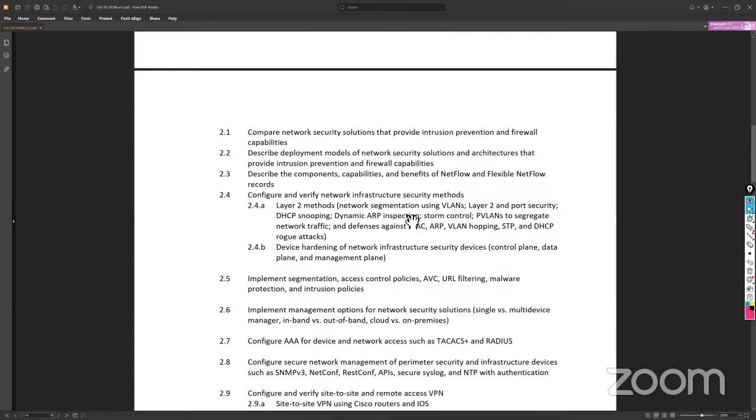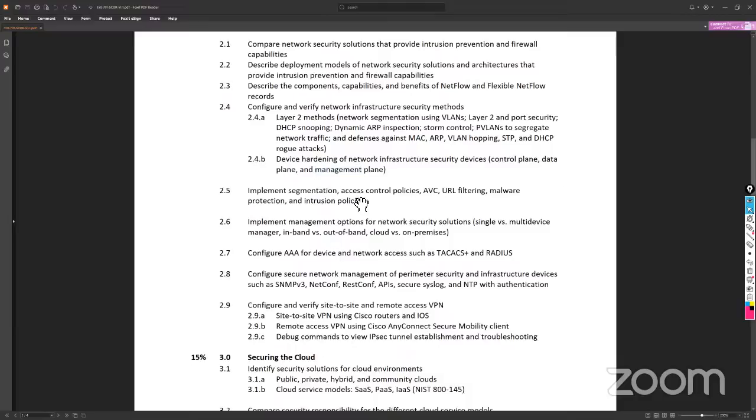It gets much easier to understand how much time you need to put into certain sections. Network security will talk about things like your IPS and your firewall. We're going to look at different deployment technologies and solutions for network security. This also covers NetFlow, and then layer 2 and layer 3 protection. I call this infrastructure security, where we implement security through our switches and routers themselves. We harden those devices from the control plane, data plane, and management plane perspective.